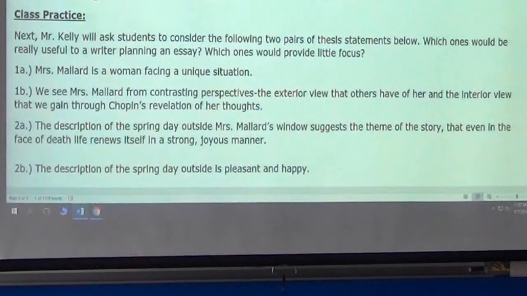What's the verb? Is. Okay, so Mrs. Mallard is. We said is isn't really that strong, so let's see if we can find a different verb in the second one that's a little stronger. But what is Mrs. Mallard doing in the first one? Facing a situation. She's facing a unique situation. Okay, so what does it mean by unique? It's not the normal situation. Once in a lifetime.